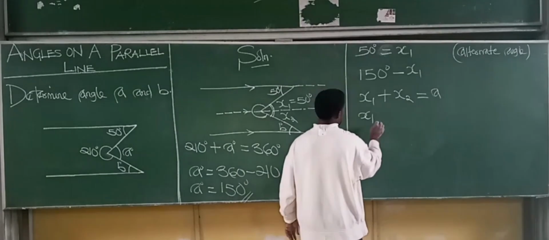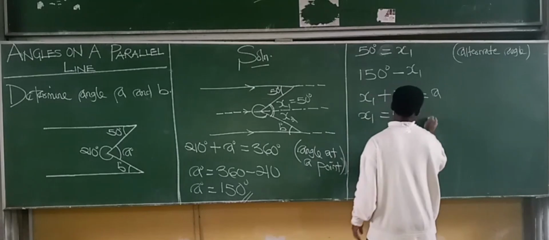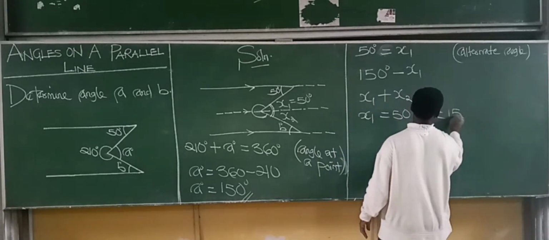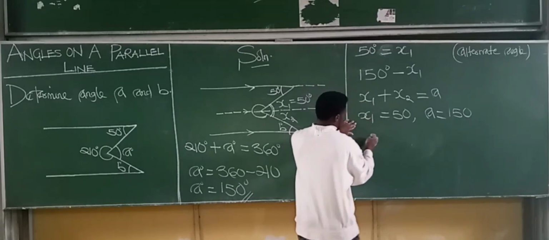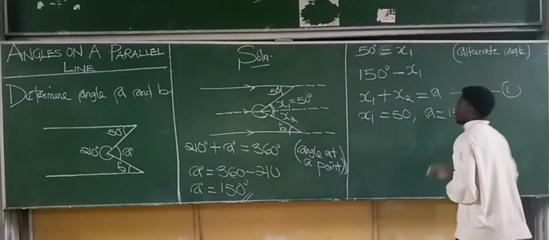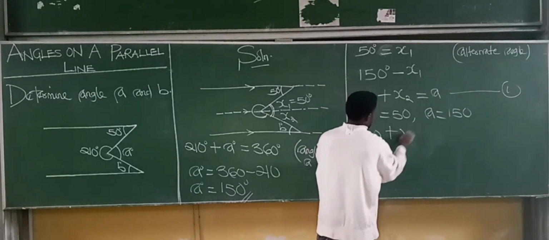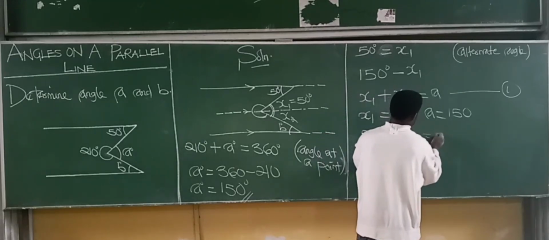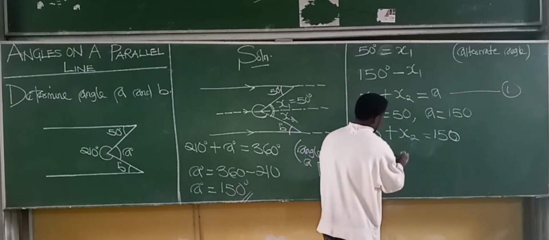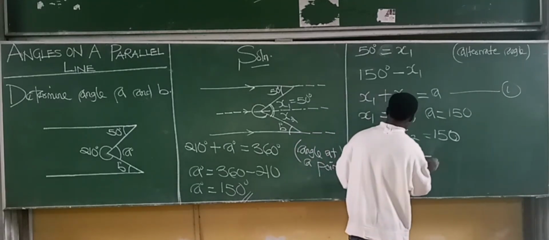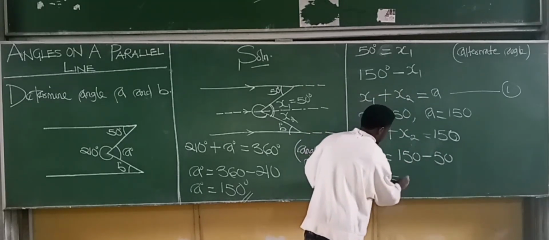And x1 is 50 degrees, and A equals 150 degrees. Therefore, since x1 is 50 degrees, let's substitute and call this equation 1. 50 degrees plus x2 to give 150 degrees. Therefore, x2 becomes 150 degrees minus 50 degrees. And x2 is 100 degrees.